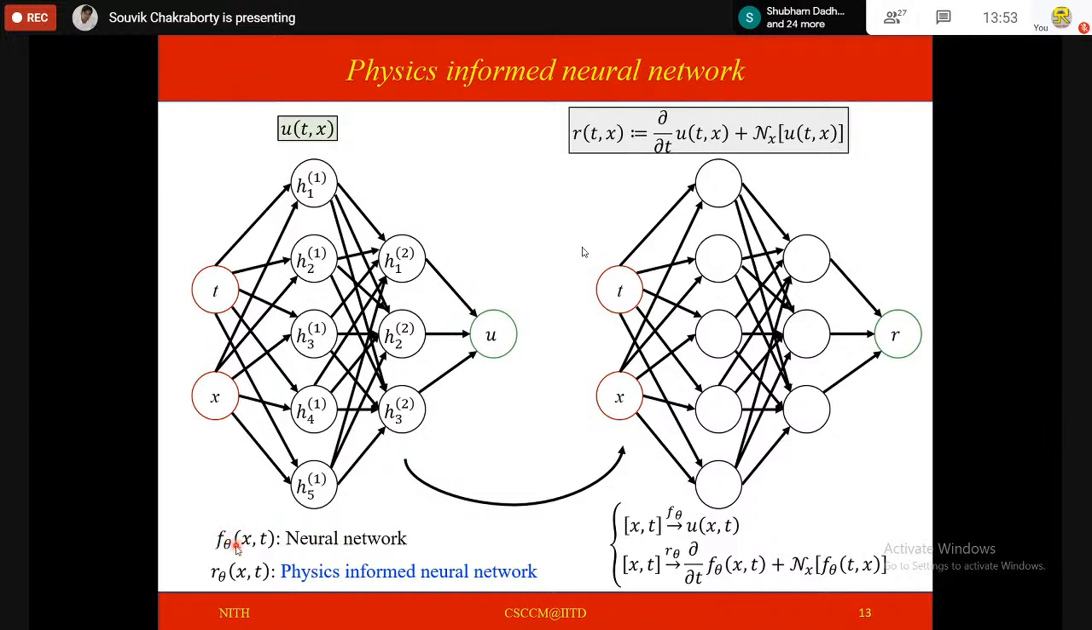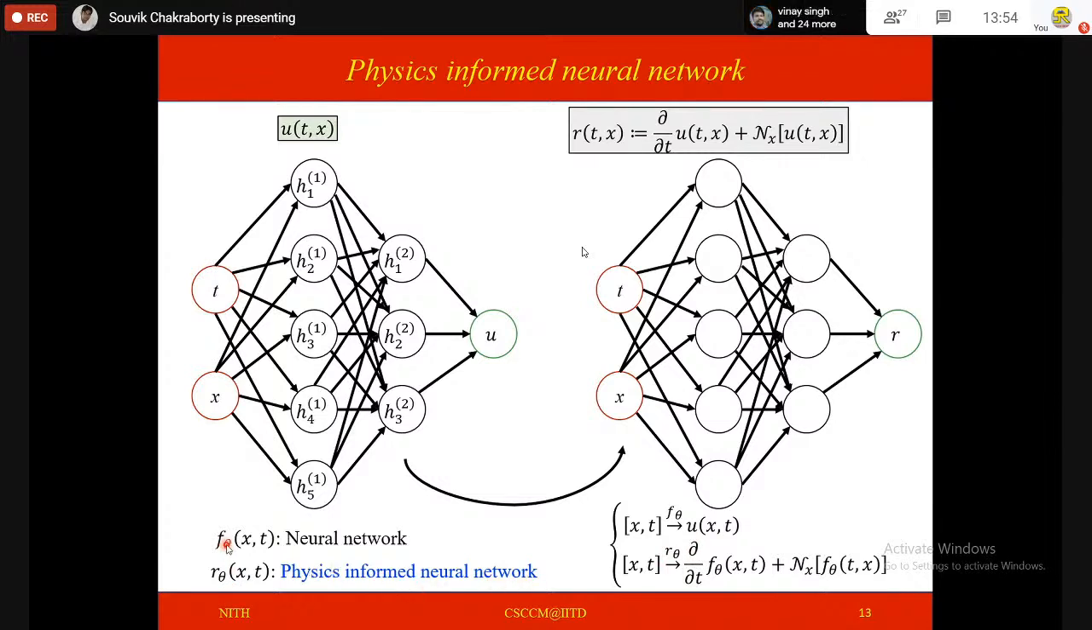Mathematically, this is a nonlinear function, f theta of x, t. We are taking derivatives and all those things, and then we are substituting those derivatives into the residual. You see here, the derivatives have been substituted, like f theta and the derivative of f theta with respect to t. Substitute them here, and what you get is r theta. And that is your physics-informed neural network.